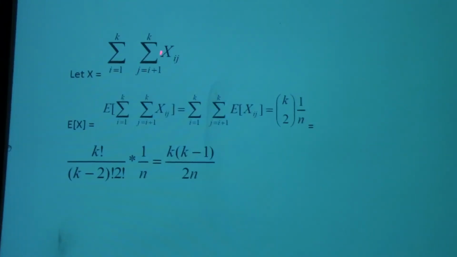So the double sum of 1, over i from 1 to k and j from i plus 1 to k, would be k choose 2. That is the same value. So it's going to be k choose 2 times 1 over n, because the expected value of every Xij is 1 over n. Of course, k choose 2 is k factorial over 2 factorial times k minus 2 factorial, times 1 over n. And we get k times k minus 1 over 2n. Everybody understand how I got that? Good.